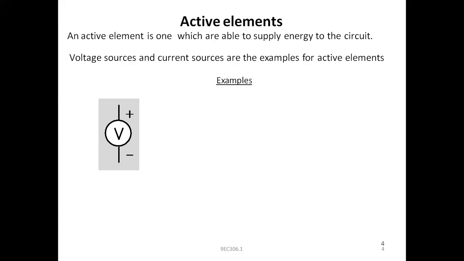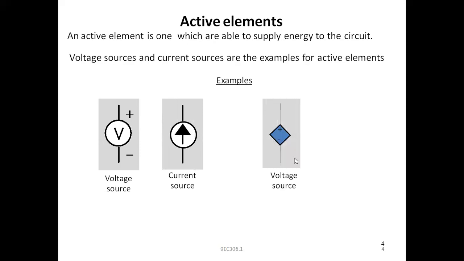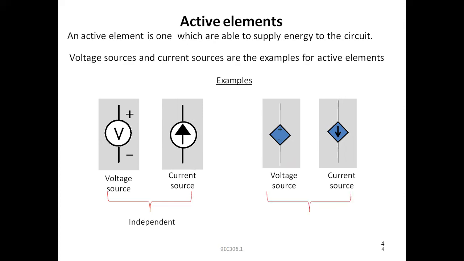Examples: this is an independent voltage source, this is an independent current source, this is the arrow. Dependent voltage source, dependent current source. These two are independent voltage and current sources, and these two are dependent sources. So these are the examples for the active element. An active element is one which is able to supply the energy to the circuit.